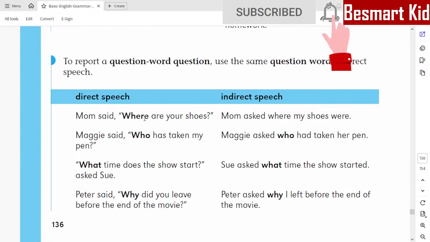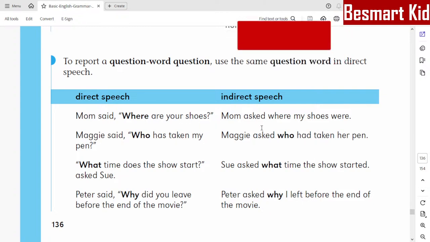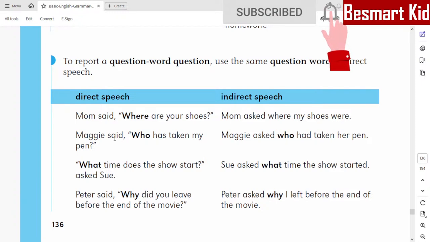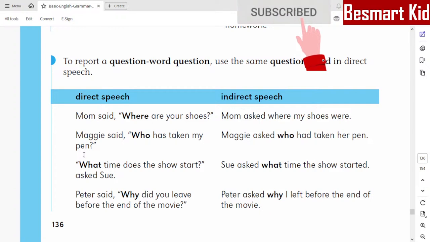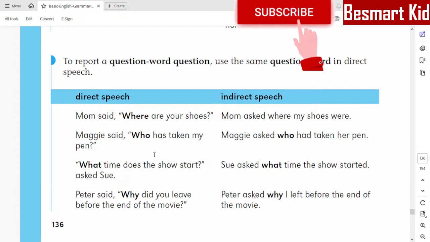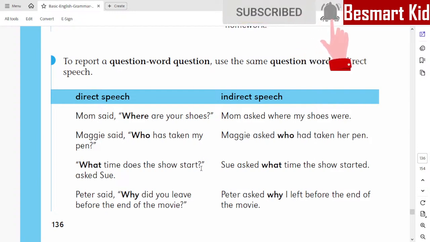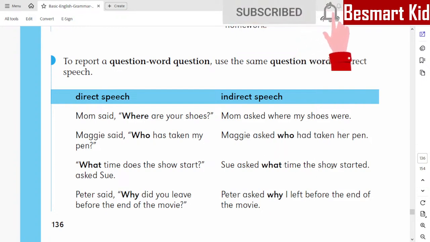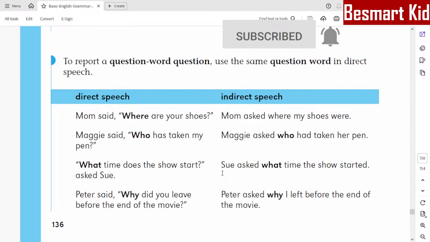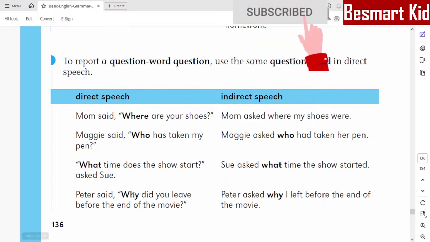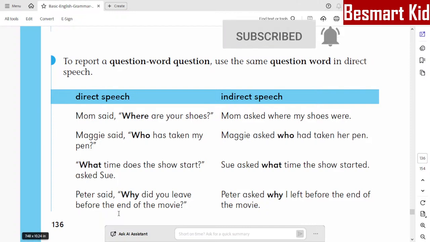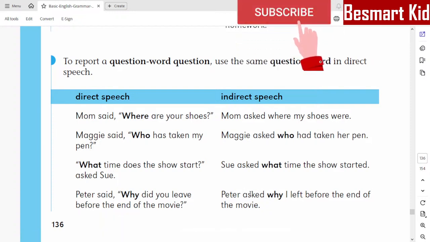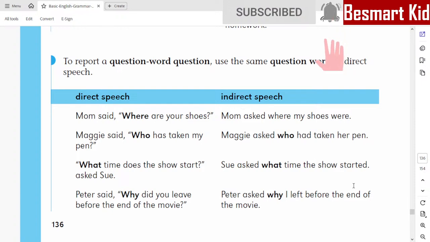Mom said, "Where are your shoes?" Mom asked where my shoes were. Maggie said, "Who has taken my pen?" Maggie asked who had taken her pen. "What time did the show start?" asked Sue. Sue asked what time the show started. Peter said, "Why did you leave before the end of the movie?" Peter asked why I left before the end of the movie.